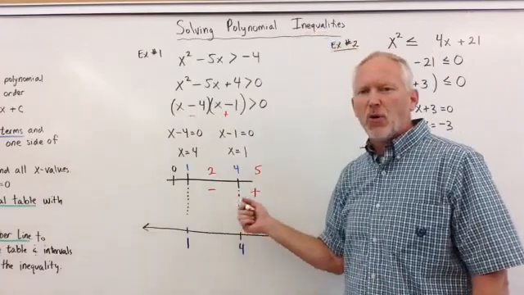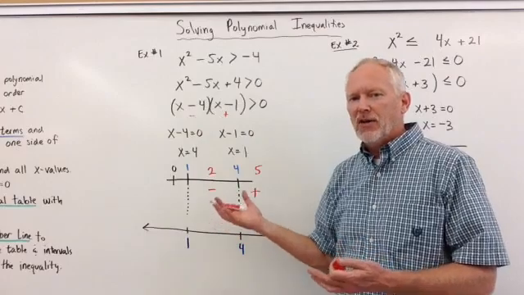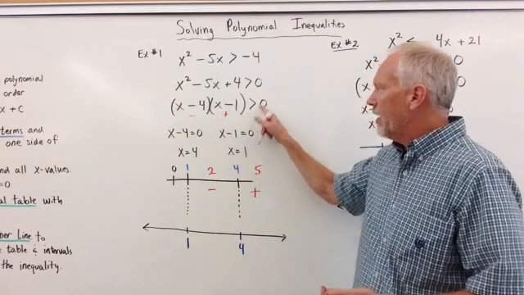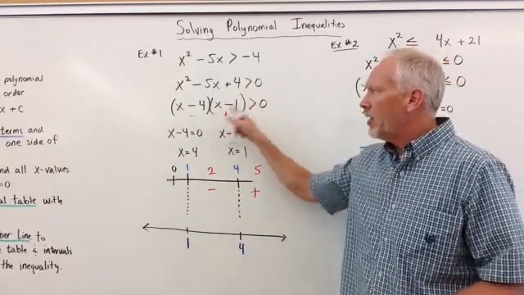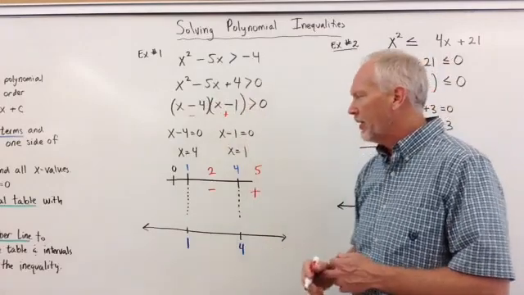And I'm not too concerned what the x values really are. What I'm concerned about is, does it make it a negative value or a positive value? Because again, the inequality just asks, is it positive? Where is it greater than 0? Meaning it's a positive number.